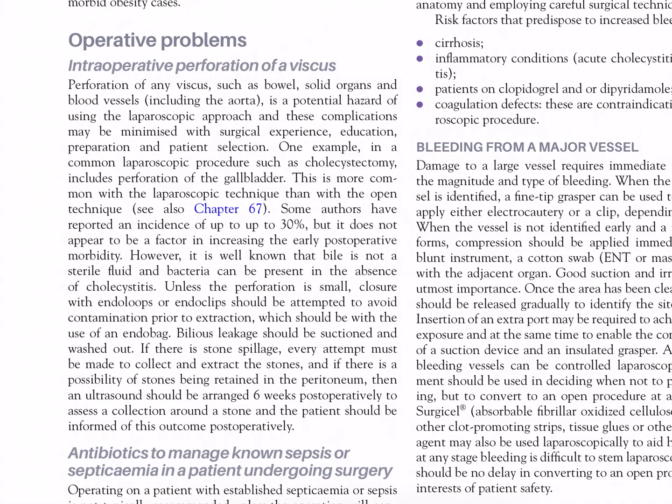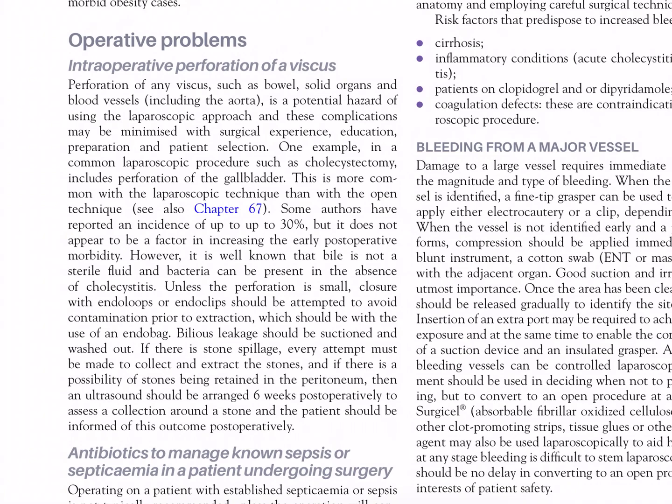However, it is well known that bile is not a sterile fluid and bacteria can be present in the absence of cholecystitis. Unless the perforation is small, closure with endoloops and endoclips should be attempted to avoid contamination prior to extraction, which should be with the use of an endobag. Bilious leakage should be suctioned and washed out.